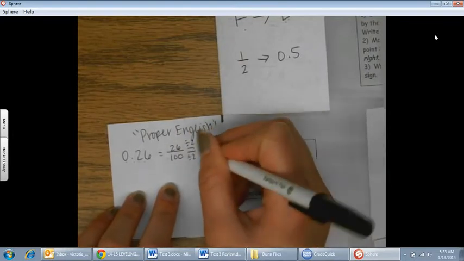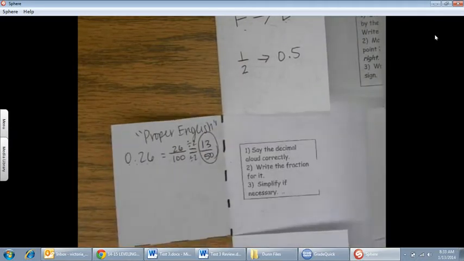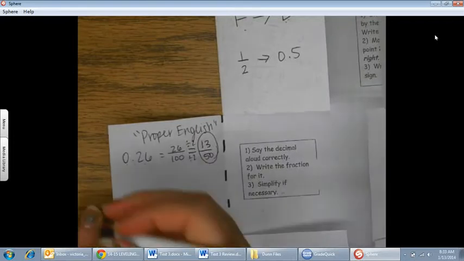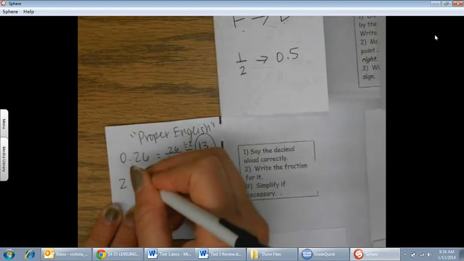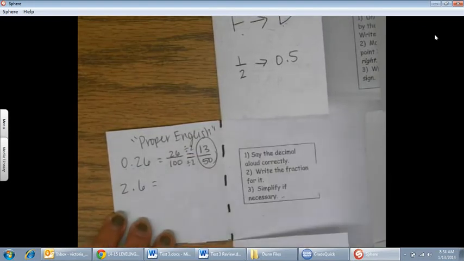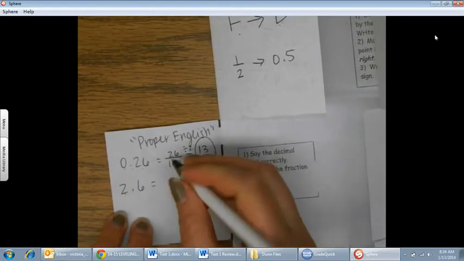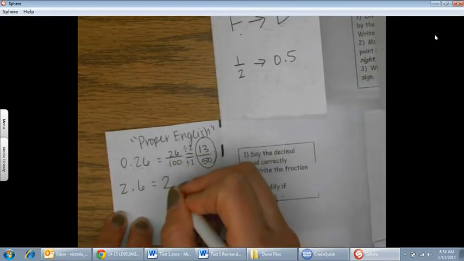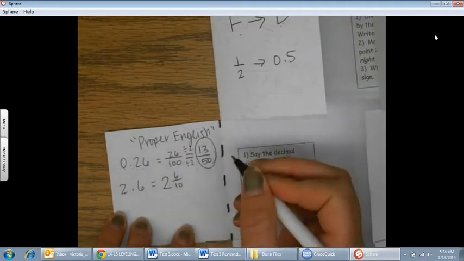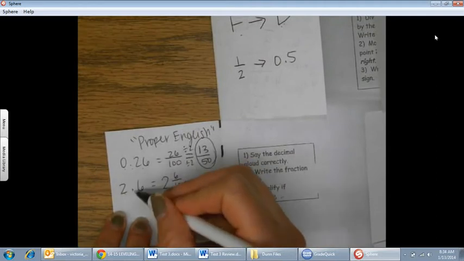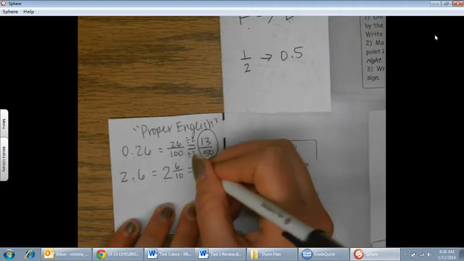For the next one, we have 2.6. If I read that in proper English, that would be 2 wholes and 6/10, because it ends in the tenths place. So we're going to have 2 wholes and 6/10. And that makes sense because since there's a number before the decimal, we know that it's a whole number, so that we have to have a mixed number. And that'll reduce to 2 3/5, again by dividing by 2 on the top and the bottom.